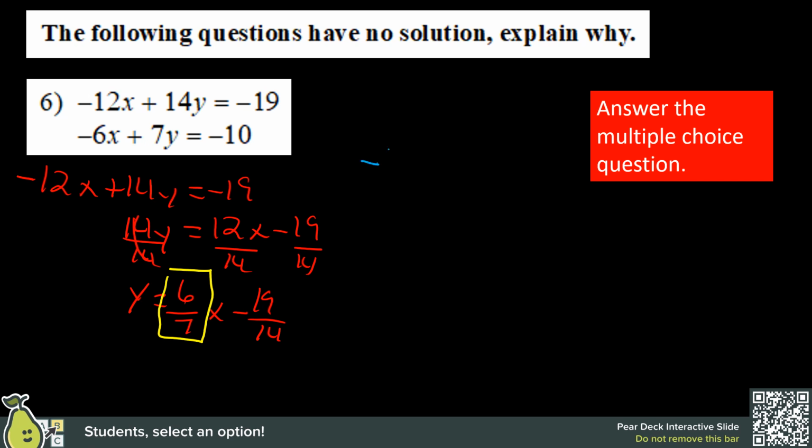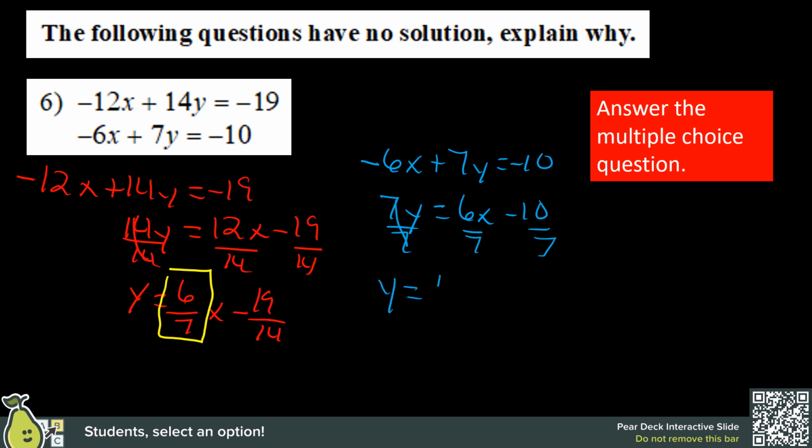Let's look at the other equation. We'll say negative 6x plus 7y equals negative 10. So then we'll say 7y equals 6x minus 10. Divide everything by 7. So I get y equals 6 over 7x minus 10 over 7. And you see here the slopes are the same.